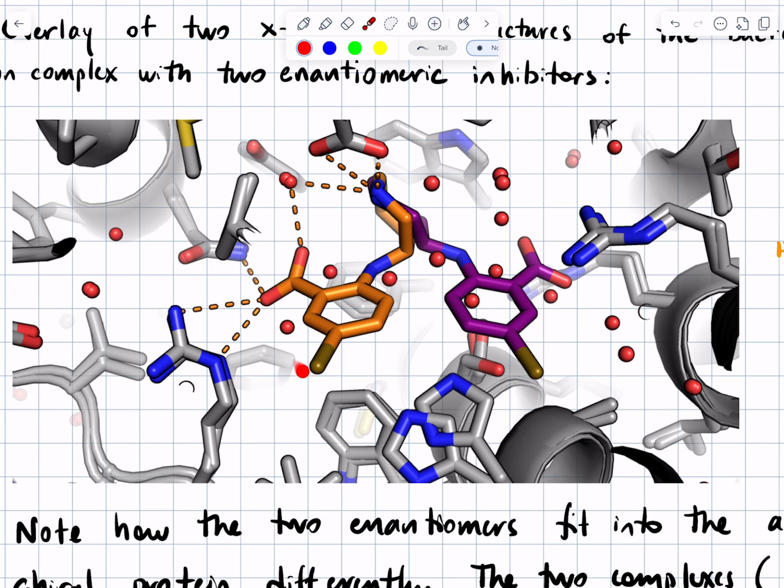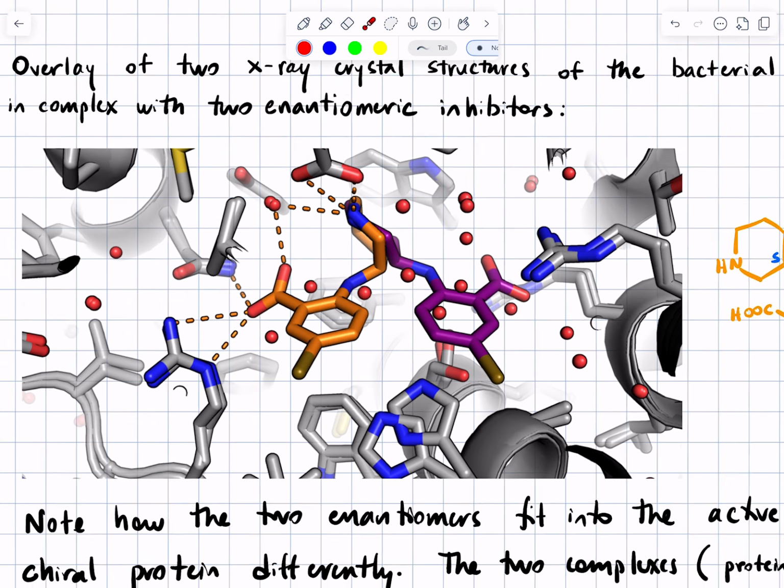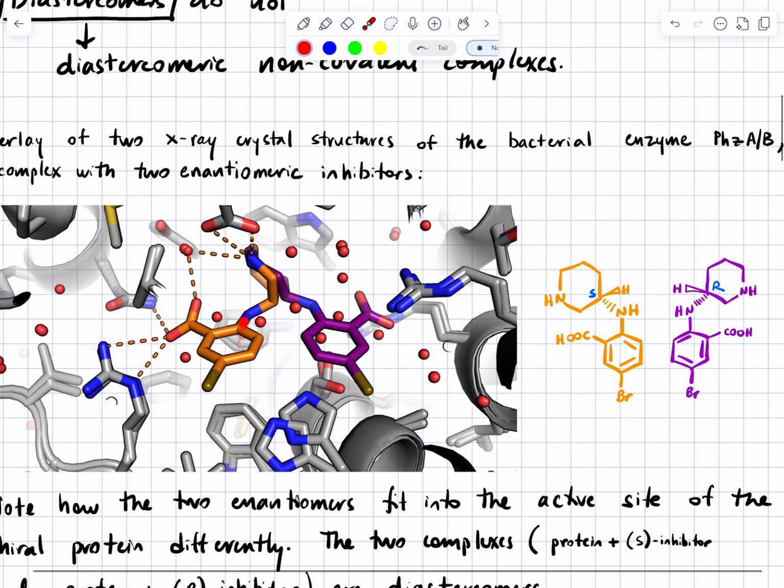and then here we're seeing where 2 different inhibitors bind in the active site of the protein. The orange inhibitor has an S stereocenter. The purple inhibitor has an R stereocenter. They are enantiomers of each other. And you can see they bind in this protein completely differently.